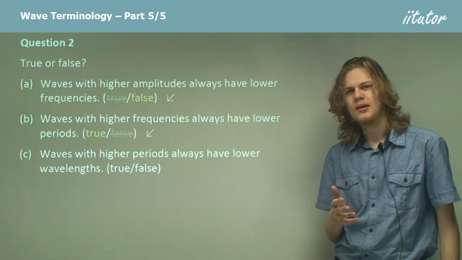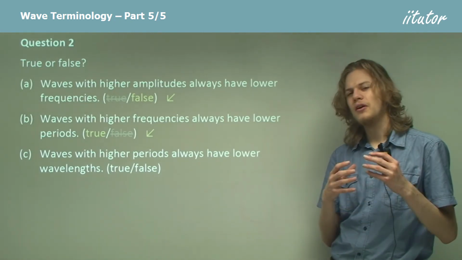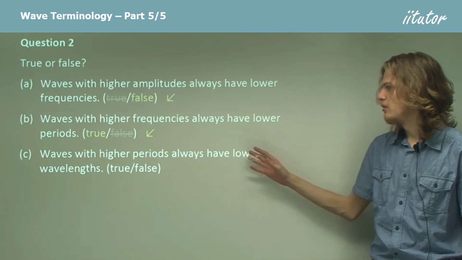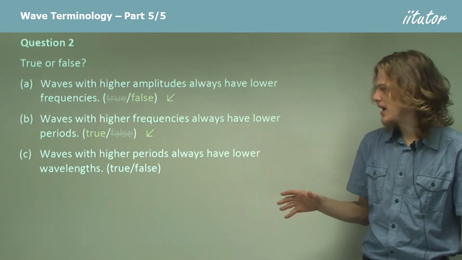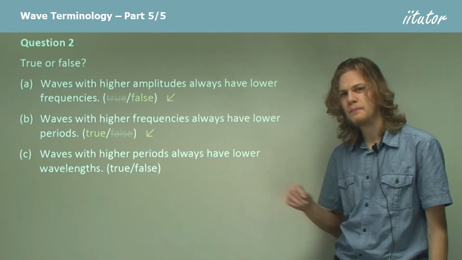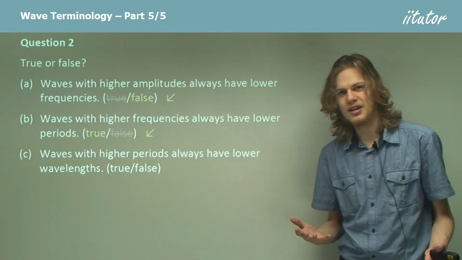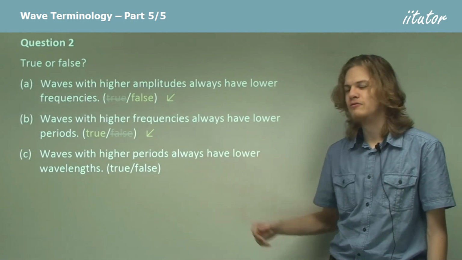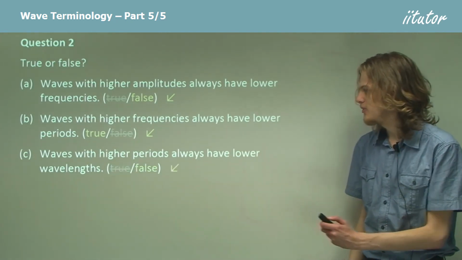On the other hand, if the wave is traveling very slowly, then it will have a very large period, even if it has a short wavelength. So in this case, we can't really say. And that means that we can't say that they will always have lower wavelengths. Our answer then is false.